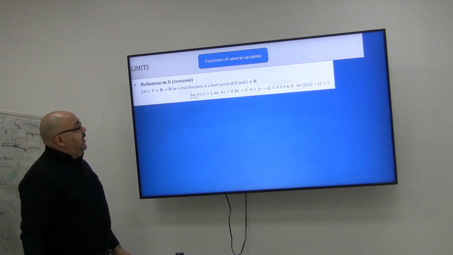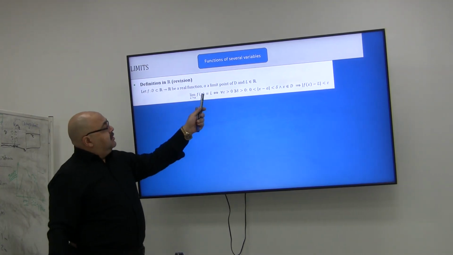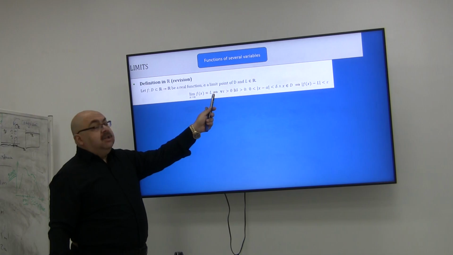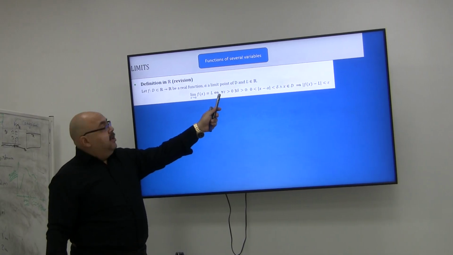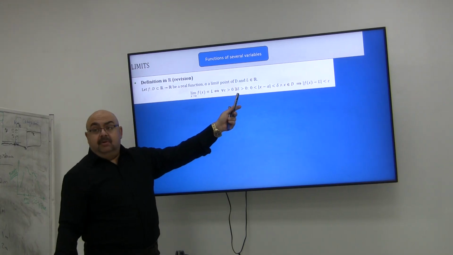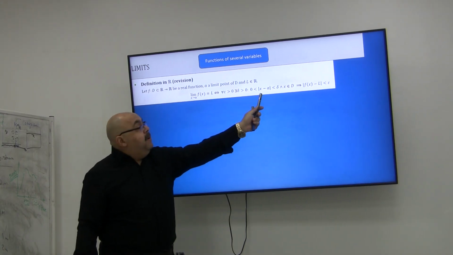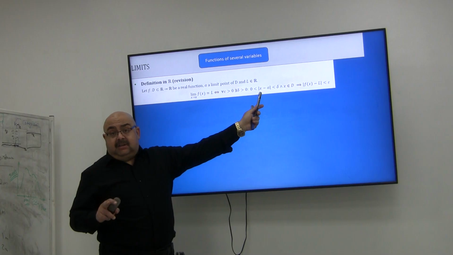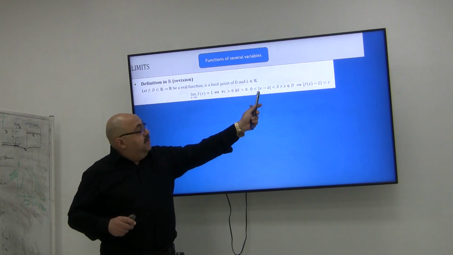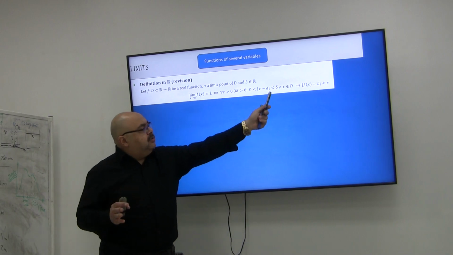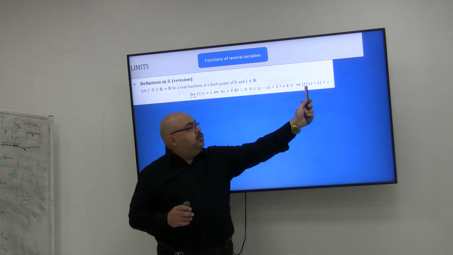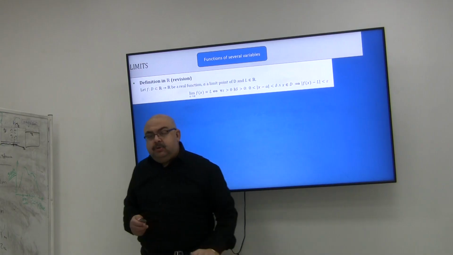For functions of several variables, the limit of f of x equal to L is sufficient and necessary to have: for every epsilon greater than 0, there exists a delta greater than 0, such that the norm of x minus a is less than delta, where x of course belongs to the domain, which will lead to |f(x) minus L| less than epsilon.